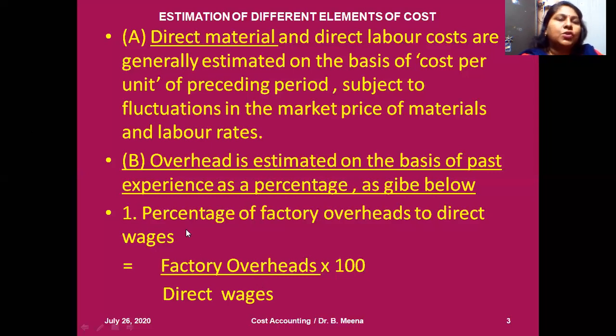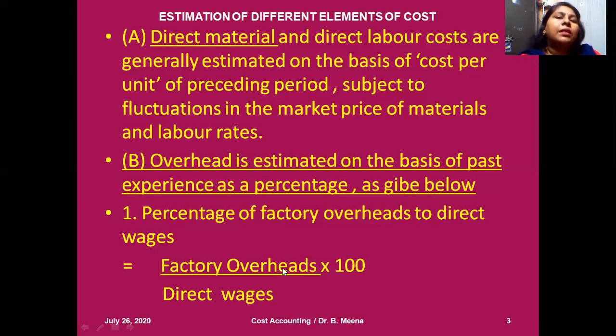So our first working note is to calculate the percentage of factory overheads to direct wages. Factory overheads to direct wages means the numerator will be the factory overheads and the denominator will be the direct wages. Always, when we calculate a percentage, it is multiplied by 100. So percentage of factory overheads to direct wages means direct wages will be in the denominator, factory overheads will be in the numerator, into 100. That is our first working note.